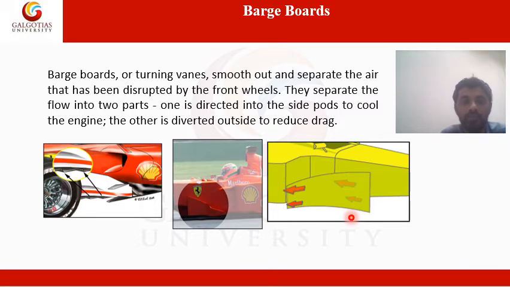So they separate the flow into two parts. The first part will be directed into the side ports to cool the engine, and the second part of the flow will be diverted outside in order to reduce the drag. So here comes the picture of drag, which will be the focus of my next slide.